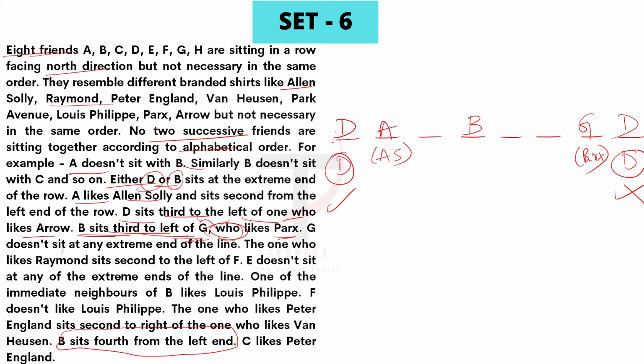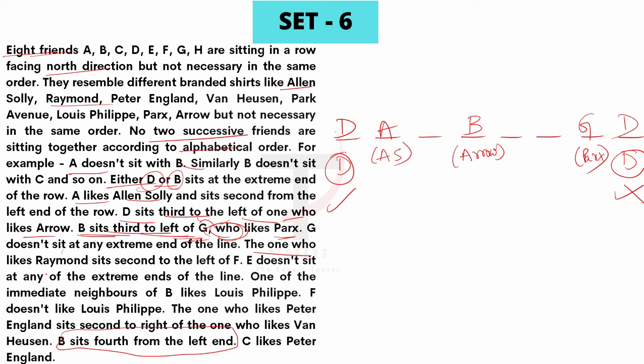And we also know that D sits third to the left of one who likes arrow, which means B likes arrow. That is the reason why D sits third to the left of B. This is first left, this is second left, and this is third left of B. Alright, hope it's clear now. So what is the next statement?